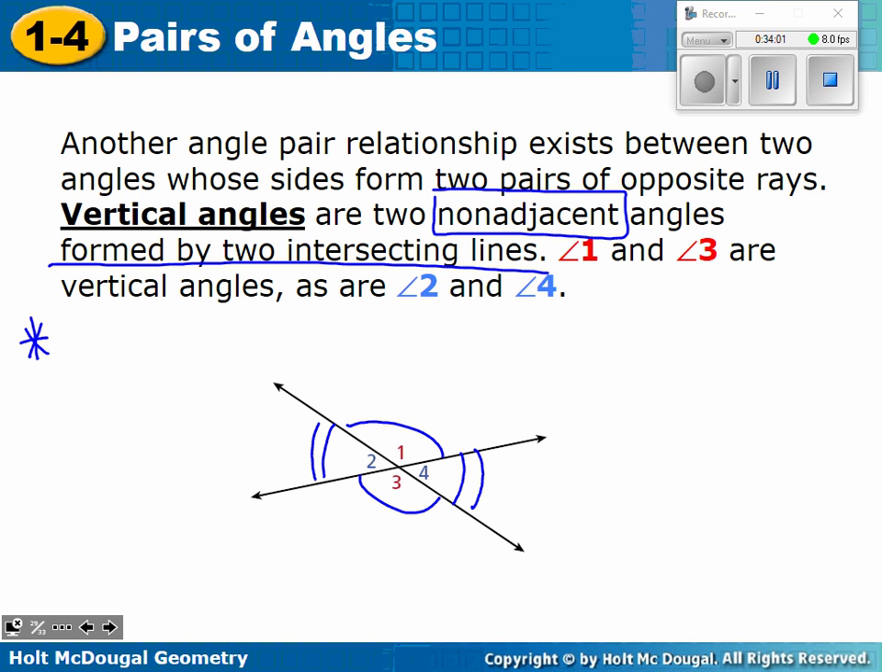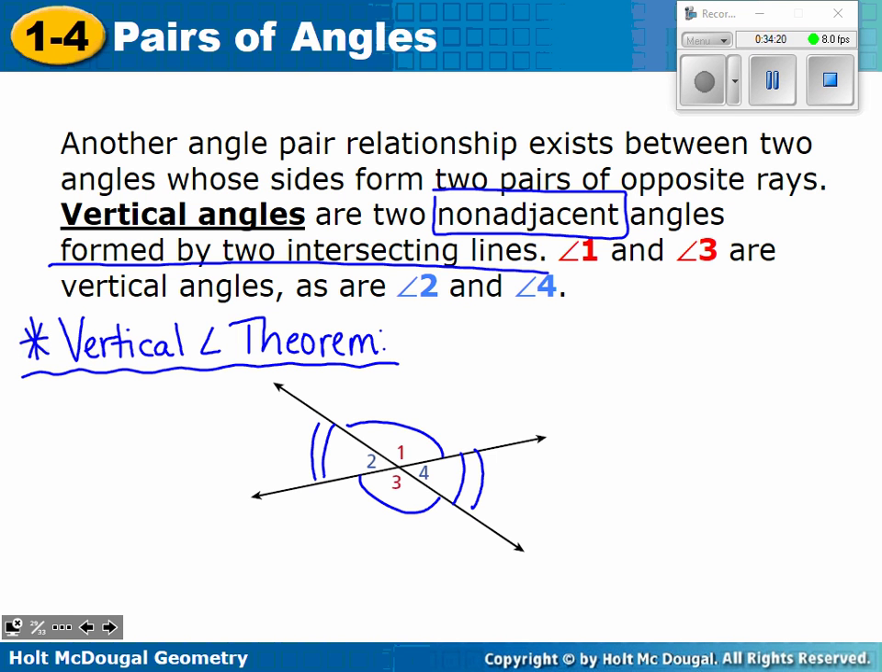I don't know why they didn't put it in this section because they expect you to use it in this section, but they put it later in the book. So I'm going to go ahead and give it to you now. It is called the vertical angle theorem. And there's something that I forgot to tell you on day 1.